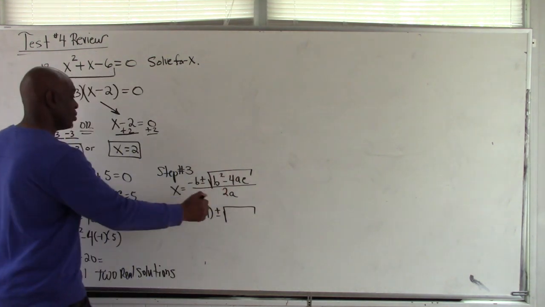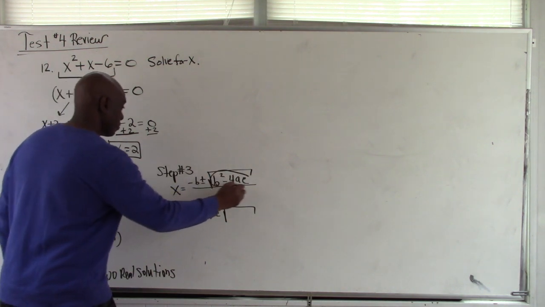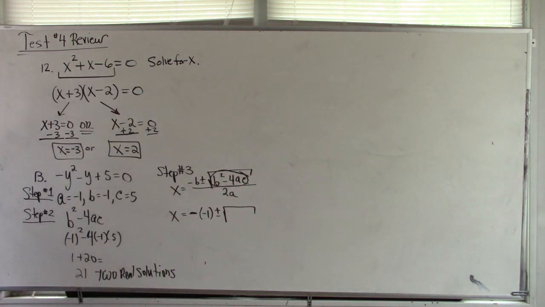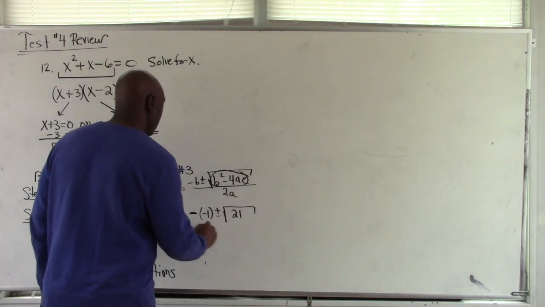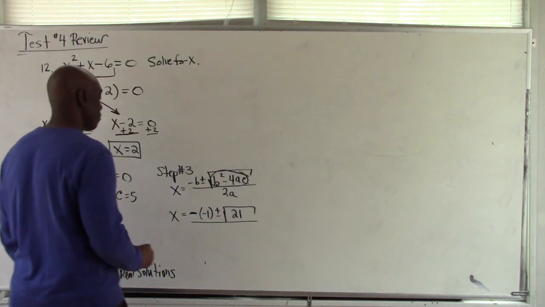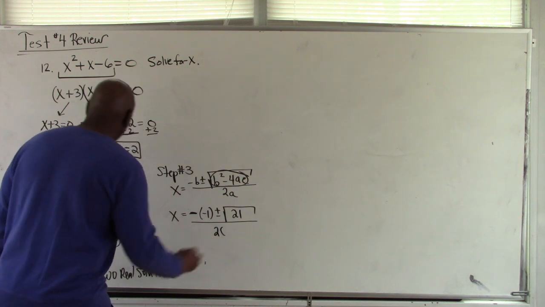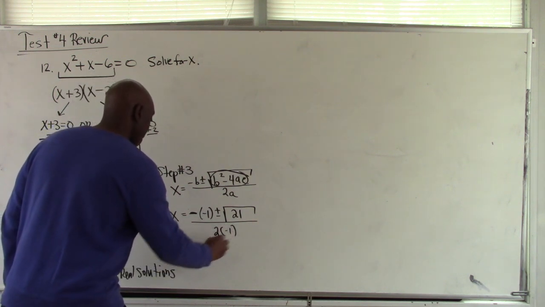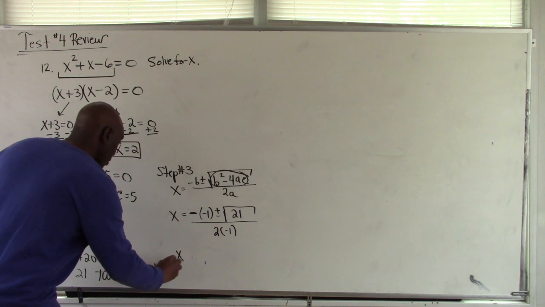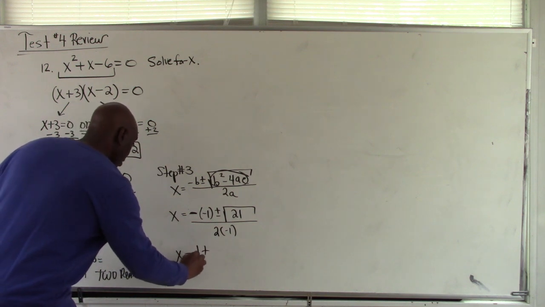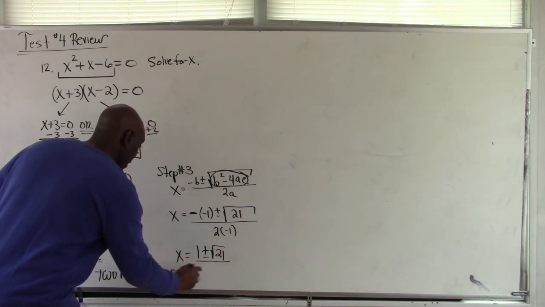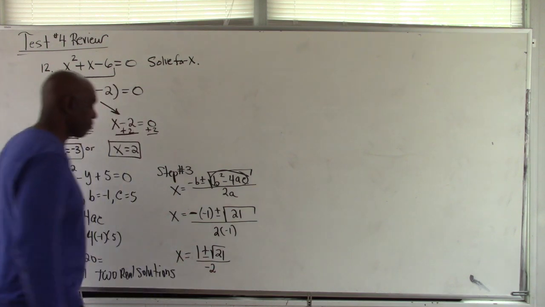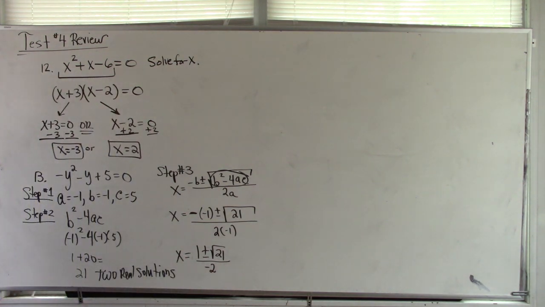I have no work to do right here. It's done already. You know what it is. It's 21. All over 2 times a, negative 1. So that's going to mean x equals 1 plus or minus the square root of 21, all divided by negative 2. Alright, and there's your solution.